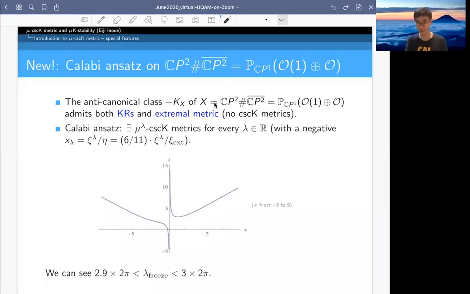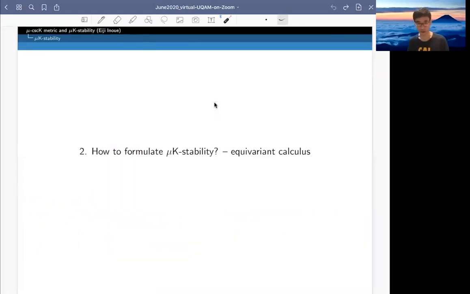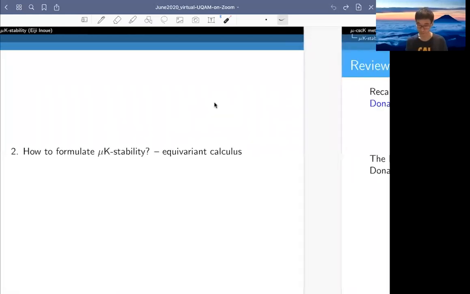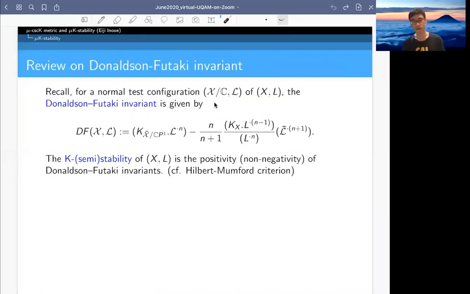Okay, no question. So let's go to the second section. In the second section, I will fix xi and also fix lambda. And let us firstly recall the definition of the Donaldson-Futaki invariant and the definition of the usual K-stability.